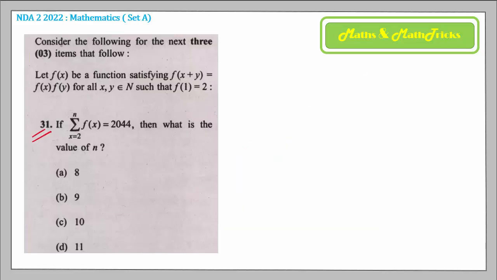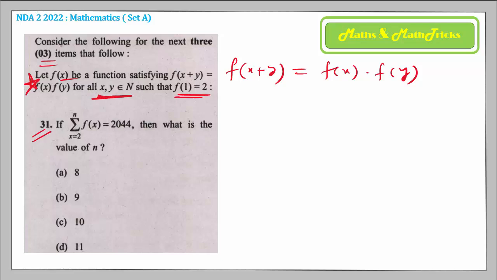That's question number 31, to be answered on the information which is to be followed for 3 questions in line. The information is that there is a function f(x) which is defined such that it satisfies this property: f(x+y) = f(x) into f(y), where the x and y variables are natural numbers. And you also know beforehand that the f(1) value is 2. So if you know this, you have to calculate the value of summation f(x) ranging from 2 to n is equal to 2044.